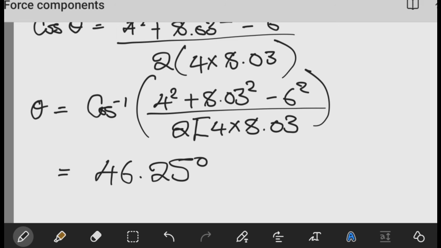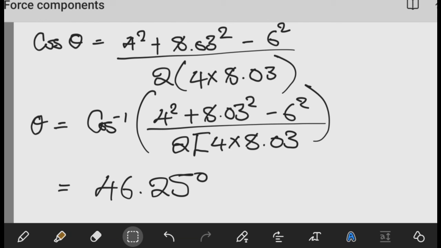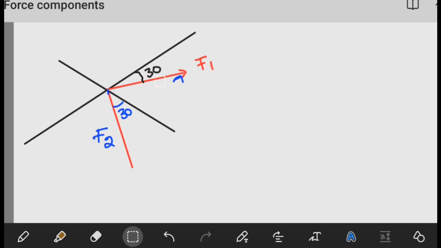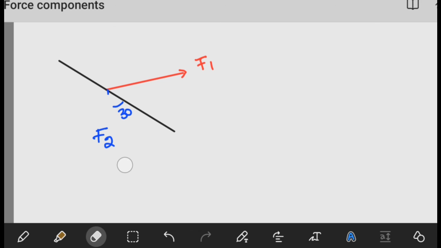Well, what does this really give us? Is this the answer we're looking for? Well, no. What this angle gives us is the angle between F1 and the resultant force. It's coming out as 46.25 degrees. So F1 is here. If we were to make another diagram, F1 is here. I'm now going to remove the v-axis, since for this part it's not necessary, including F2 itself.